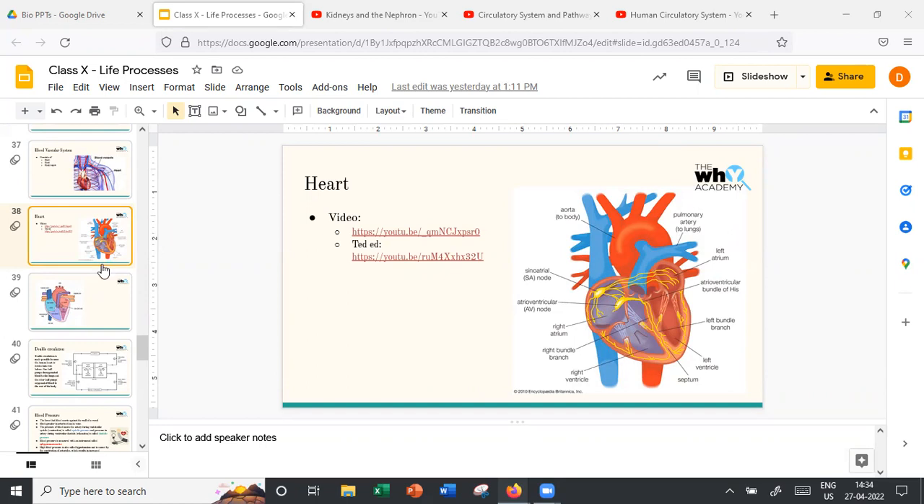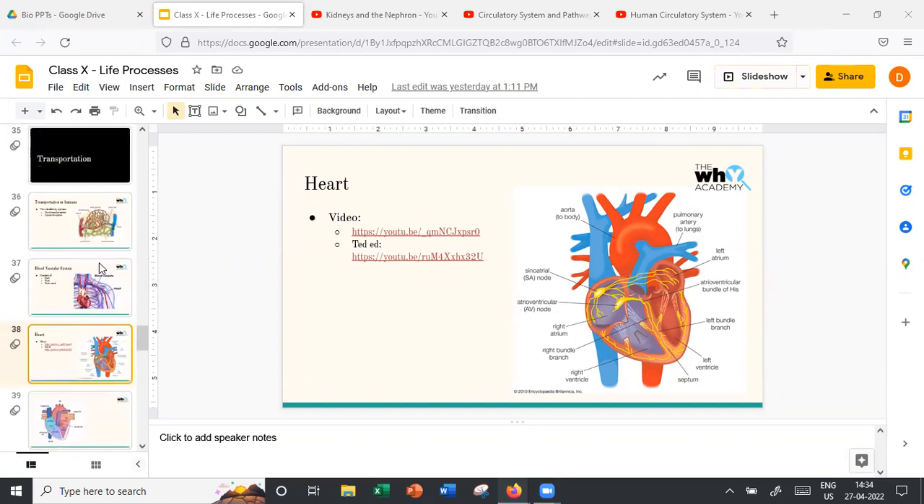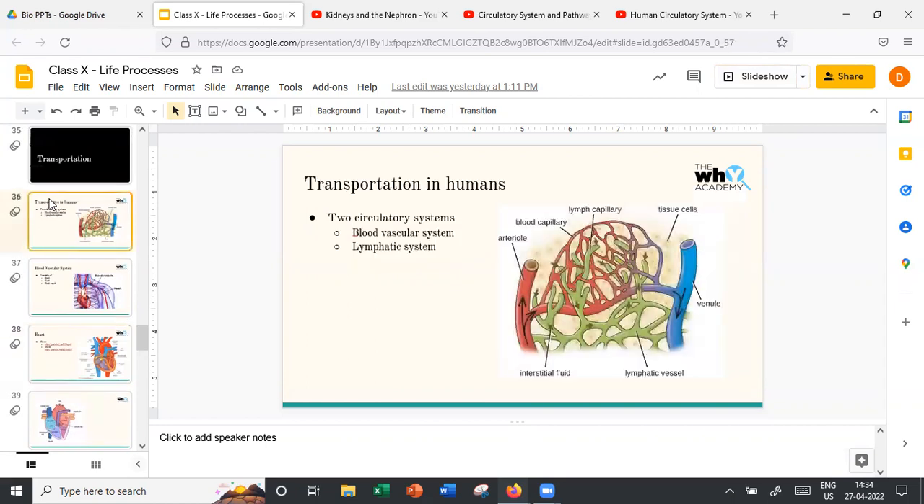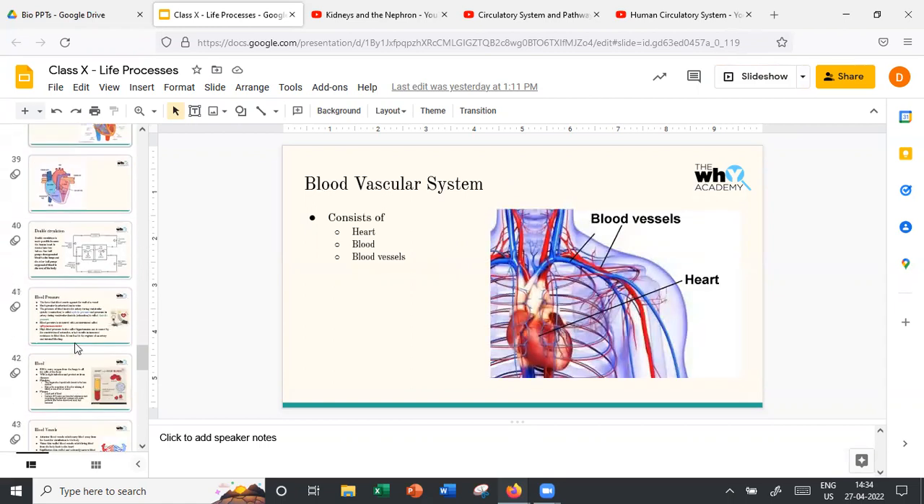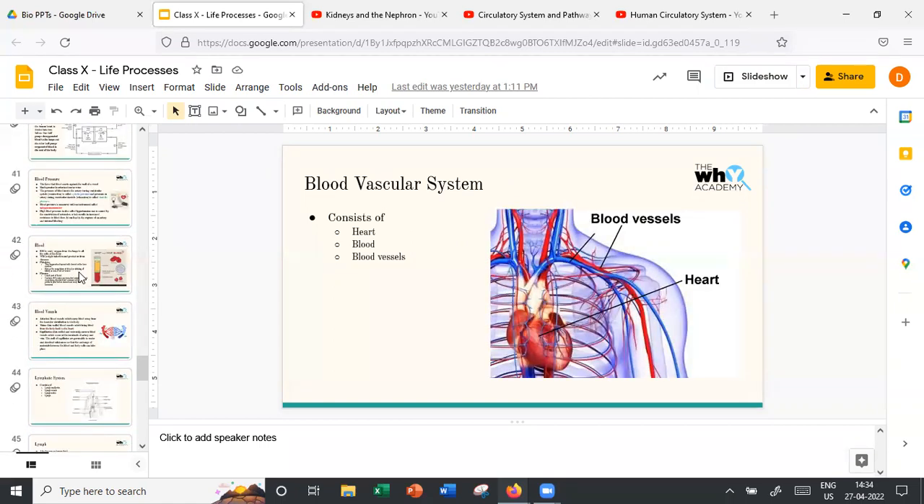Yes. So last class we had started transportation, which was yesterday. We saw the blood vascular system. In that we discussed blood and blood vessels. We were yet to do the heart. So we'll start off with the heart and then proceed.